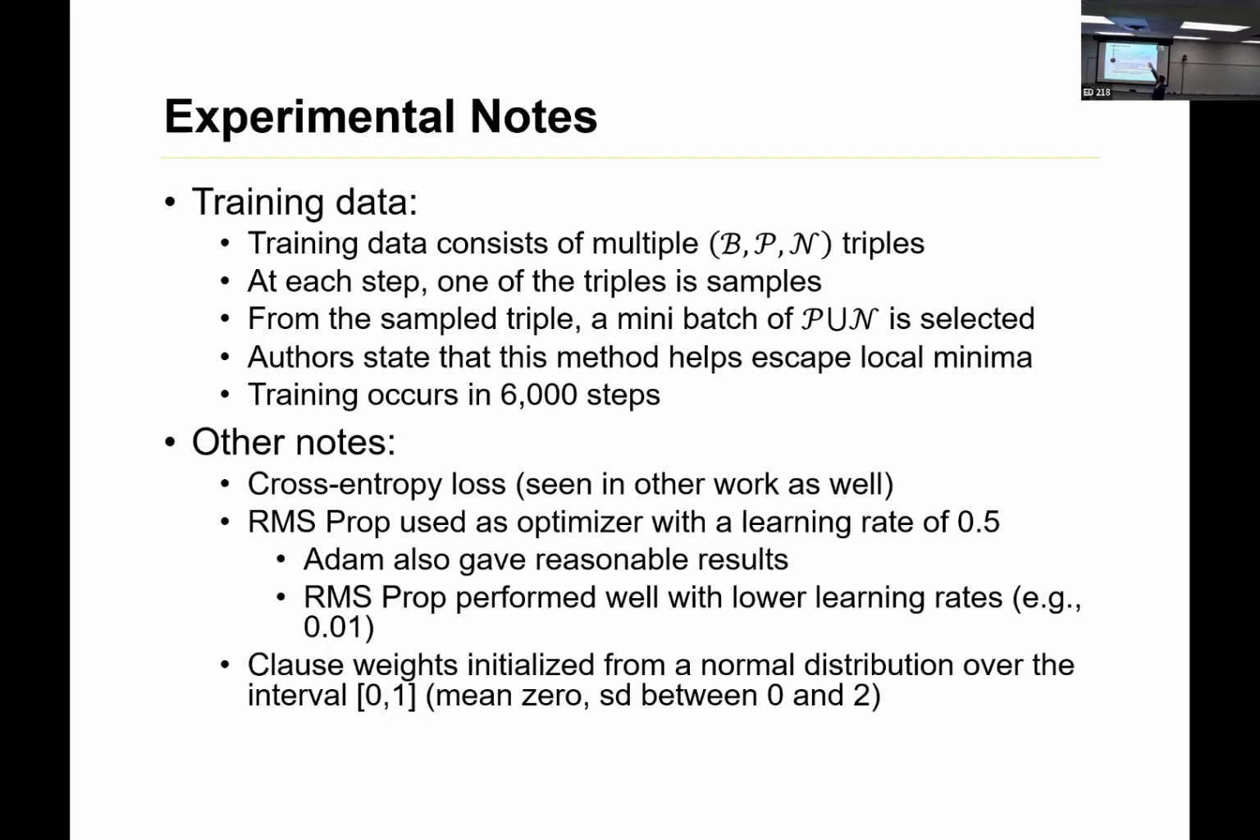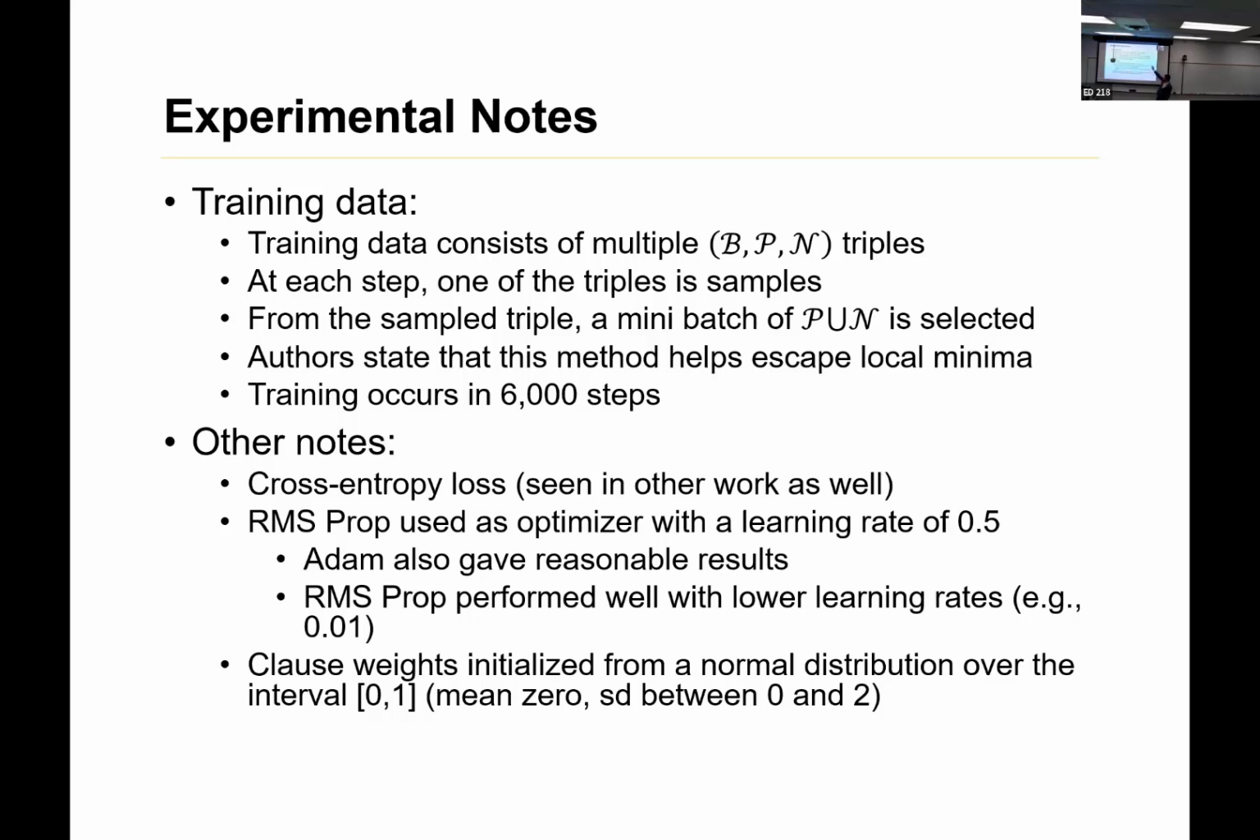Training data consists of multiple triples, so multiple dILP instances for a given problem. At each step, one of the triples is sampled, and from the triple, they take a batch of the positive and negative examples for that sample. And that's what they're using in a given batch. They're saying in most cases, they're getting this done in 6,000 steps. They said cross entropy loss, as I showed you earlier, is what they used. They did try others. They didn't say what, I'm guessing mean squared error. They said the others worked pretty good too. That wasn't a huge deal.